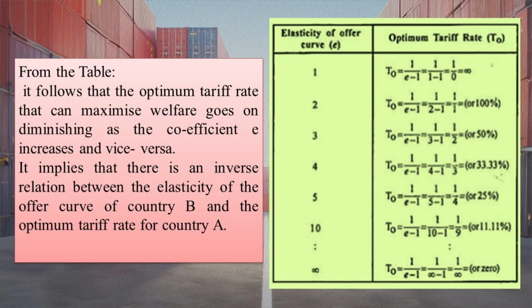It implies that there is an inverse relationship between the elasticity of the offer curve of country B and the optimum tariff rate of country A. As we said, with an inverse relationship, the more the elasticity of the offer curve, the less the optimum tariff rate. Who is giving the elasticity of the offer curve? That is country B. And who is imposing the optimum tariff rate? It is country A. So if there is more elasticity of the offer curve from country B, then country A will have to have a smaller optimum tariff rate.